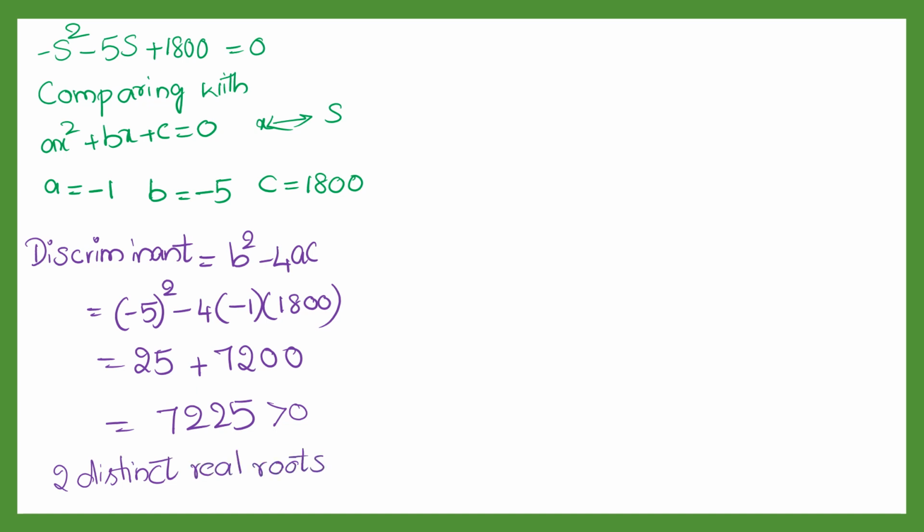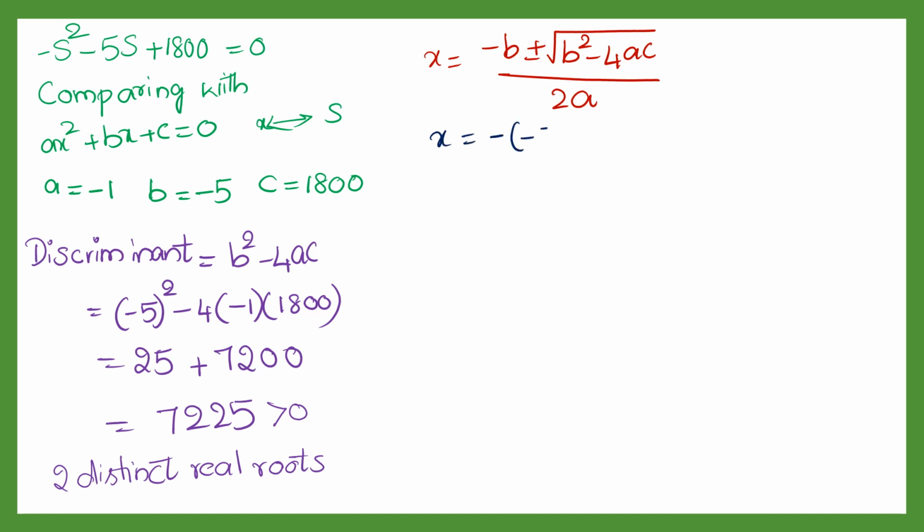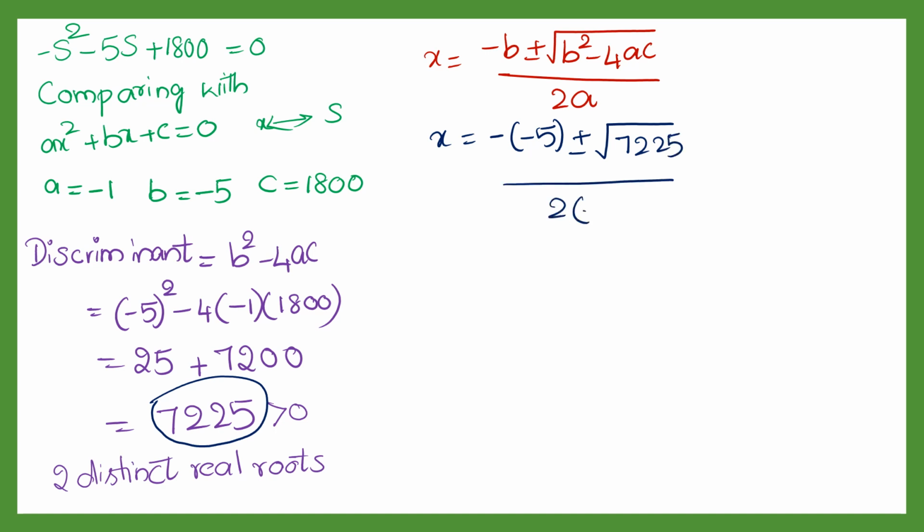Now, what is the formula for finding the roots? X is equal to minus b plus or minus root of b square minus 4ac, by 2a. So if we substitute, you get x is equal to minus b, that means minus of minus 5, plus or minus root of b square minus 4ac, that is 7225, by 2a, that is minus 1. Minus into minus is plus, so 5 plus or minus. What is the square root of 7225? You can use the square root method.